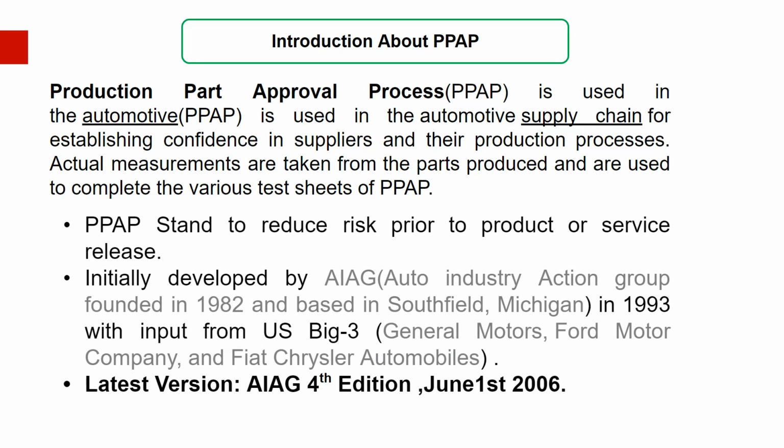So first, what is a PPAP? PPAP is used in the automobile supply chain for establishing confidence in the supplier and their product process. PPAP mainly aims to reduce risk prior to product or service release. It was initially developed by AIAG, the Automotive Industry Action Group, which was founded in 1982. In 1993, with the input of the US Big Three, companies like General Motors, Ford Motors, and Fiat, they initiated PPAP documentation for their suppliers. Right now, AIAG 4th edition, June 1st, 2016, we are using as the latest version of PPAP.